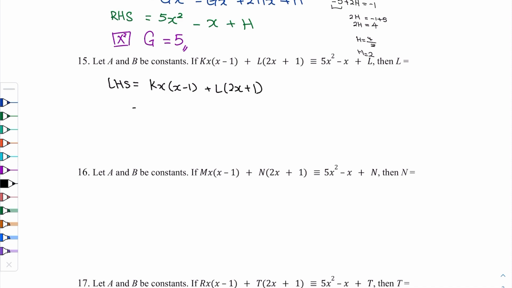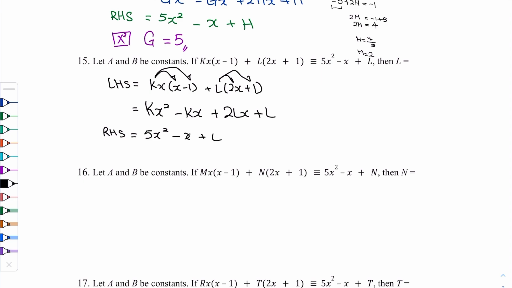And then there are so many brackets, so what do we do? Open the brackets. So kx times x, kx squared, kx times -1, negative kx, and then l times 2x, 2lx, l times 1, l. Nothing else to do, just enter. How about on your right hand side? 5x squared minus x plus l. Ooh. Now what do we do? Everything expanded.